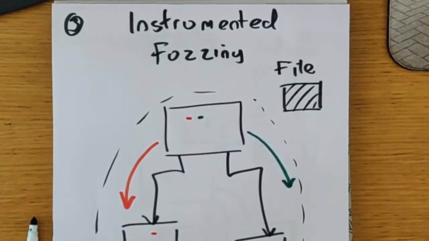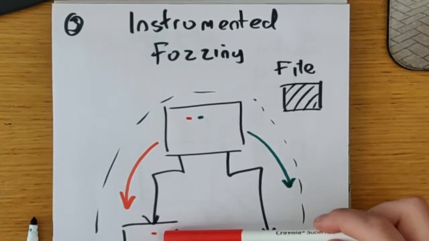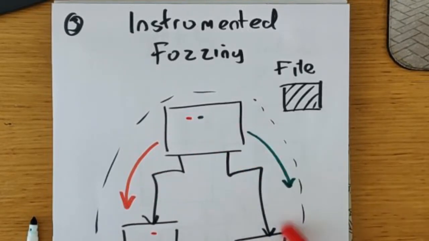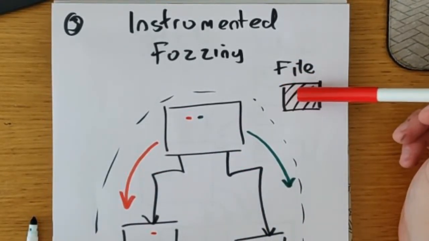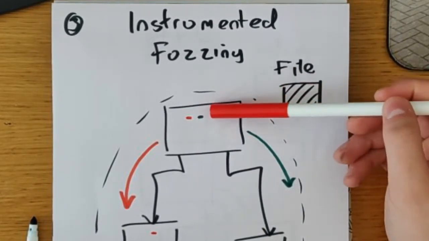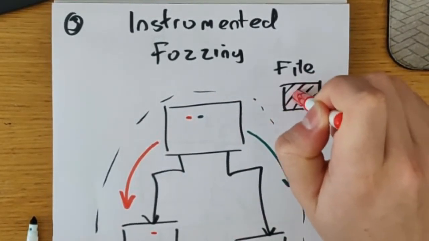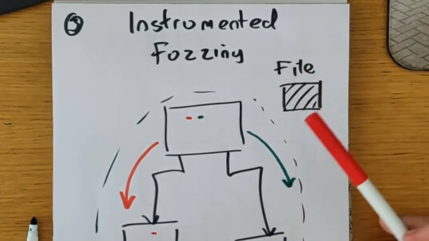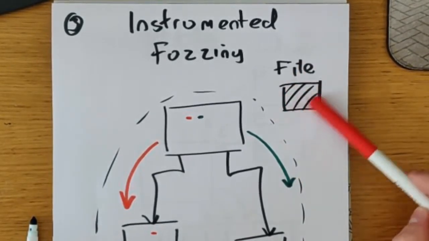AFL can record this because it has a bit of instrumentation code at the beginning of these basic blocks, and is able to record these two different paths. That means if I change something in the file over here, and because I changed something in the file it caused the program to now trace down this path, then I know something about what I changed in that file is significant or insignificant. Now, it could have been something really basic, like I've swapped all of the A's in this file to be B's in the file.